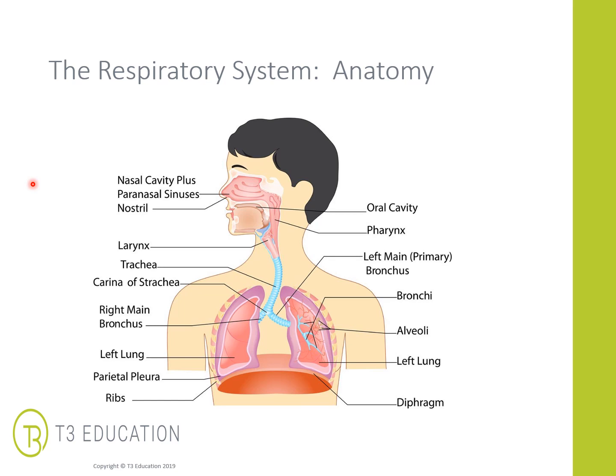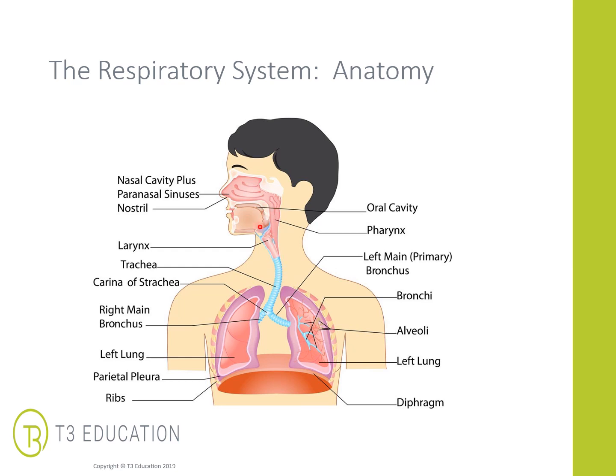Let's take a look at the anatomy of the respiratory system, starting with the nose or mouth, where the air is inhaled or exhaled through. We then come down to the pharynx, this muscular funnel, and it's made up of three sections. The nasopharynx, and this is where the air comes through that is entered through the nose and allows the air to travel down into the lower elements of the system.